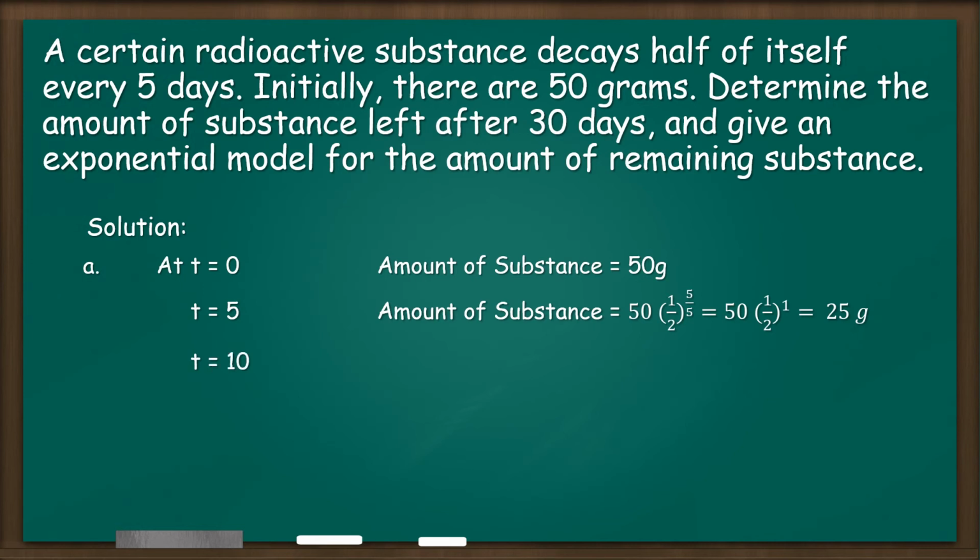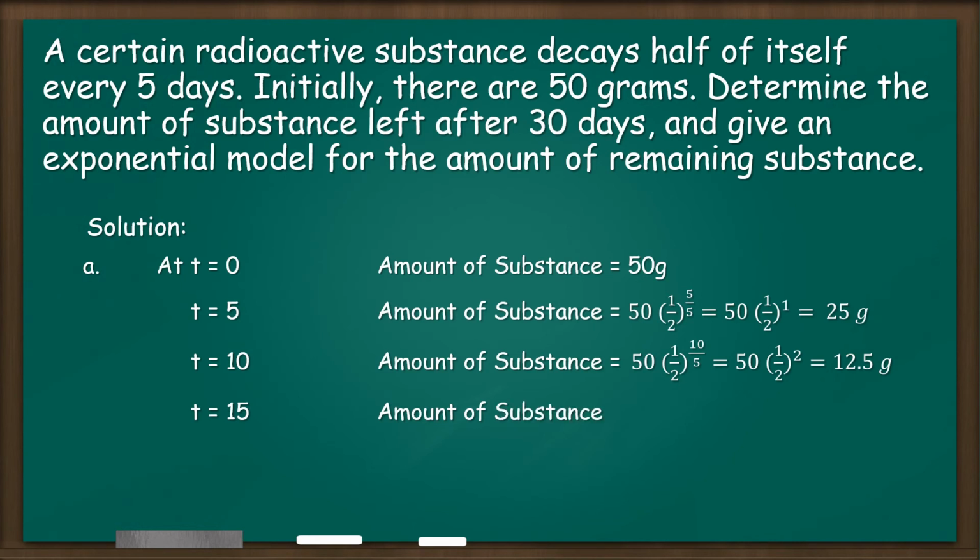At time equal to 10, the amount of substance is equal to 50 multiplied by 1/2 raised to 10 all over 5, or simply 50 multiplied by 1/2 raised to 2, which is equal to 12.5 grams. At t equal to 15, the amount is 50 multiplied by 1/2 raised to 15 all over 5, or simply 50 multiplied by 1/2 cubed, which is equal to 6.25 grams.